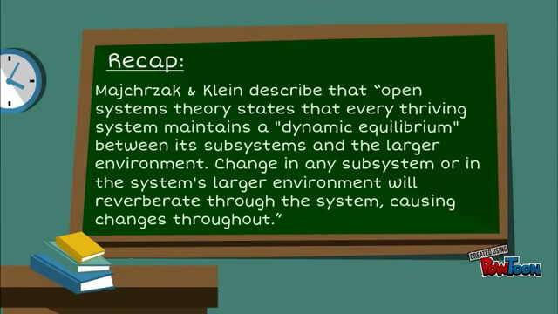Now a recap on the open systems approach theory. Mazrak and Klein describe that open systems theory states that every thriving system maintains a dynamic equilibrium between its subsystems and the larger environment. Change in any subsystem or in the system's larger environment will reverberate through the system, causing changes throughout.